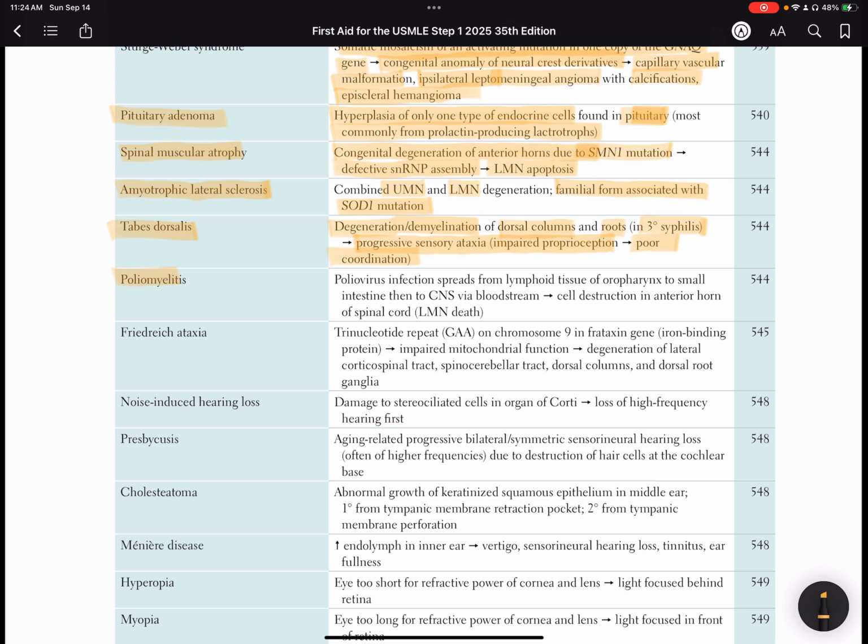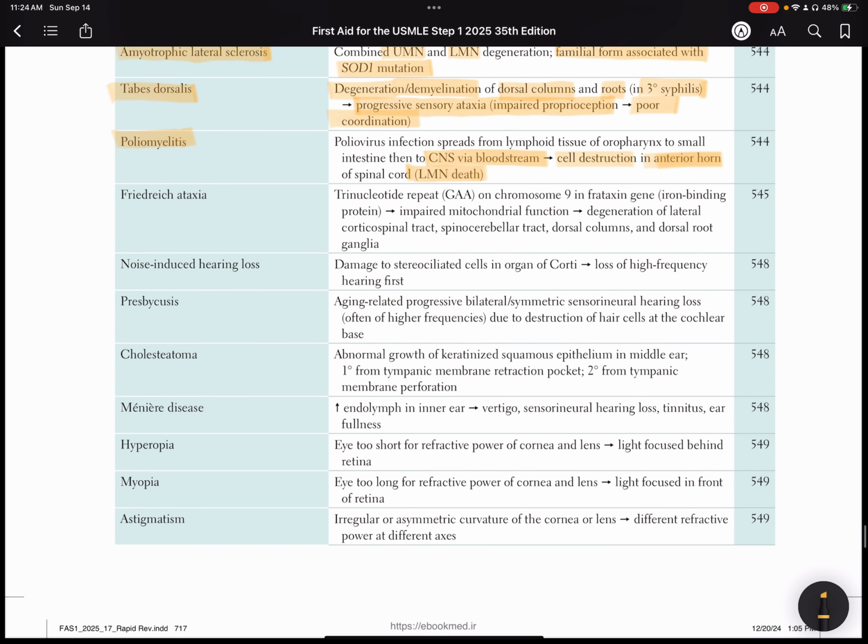Next, what is poliomyelitis? Poliovirus infection spreads from lymphoid tissue of the oropharynx to the small intestine, then to the CNS via bloodstream, leading to cell destruction in the anterior horn of the spinal cord, eventually causing lower motor neuron death.